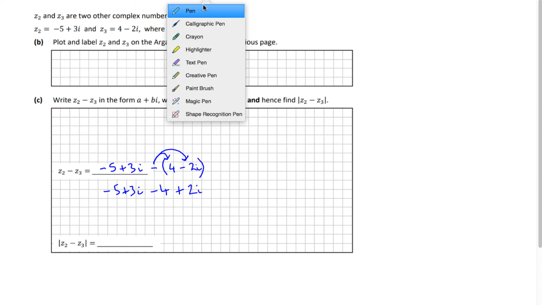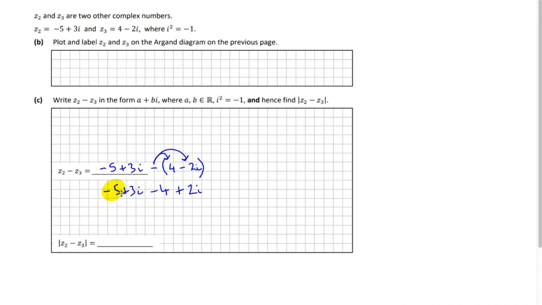And now we can just tidy that up. You can see there we have our minus 5 and our minus 4, so we can combine them to get minus 9. And then we have our 3i plus 2i, and that'll give us a plus 5i. So that's Z2 minus Z3, and hence find the modulus of Z2 minus Z3. So that would be the modulus of minus 9 plus 5i.